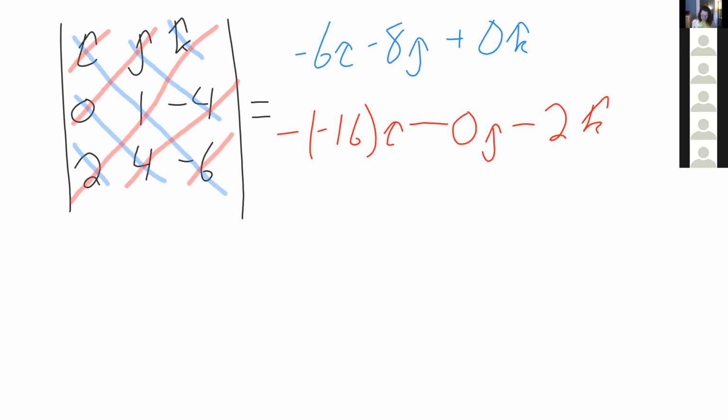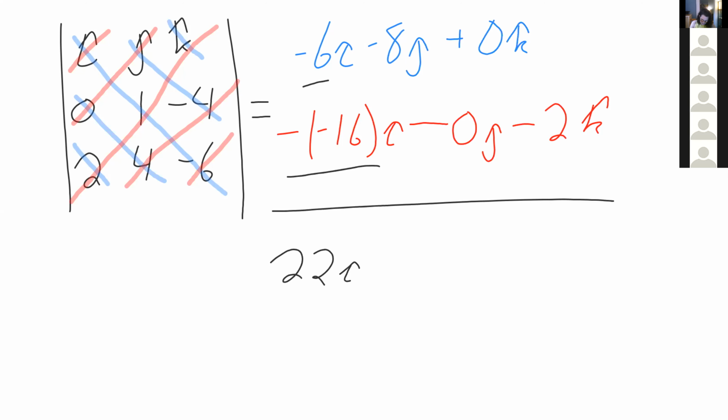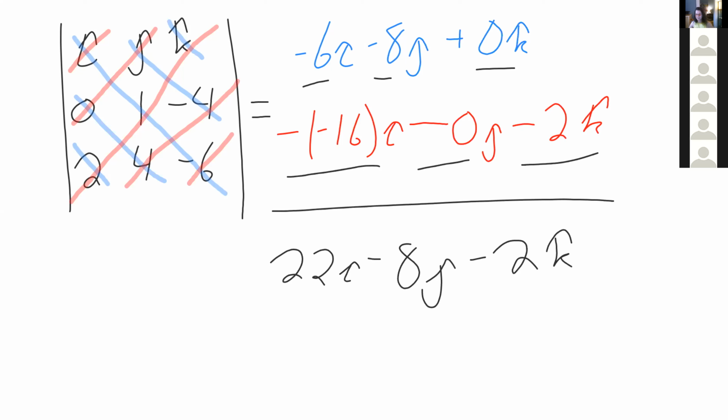And then we go ahead and combine our like terms to get our solution. -6 i hat plus 16 i hat gives us 22 i hat. -8 j hat minus 0 j hat is just -8 j hat. 0 k hat minus 2 k hat is -2 k hat. And this will be your answers for, if I'm reading the problem correctly, C, D, and E.